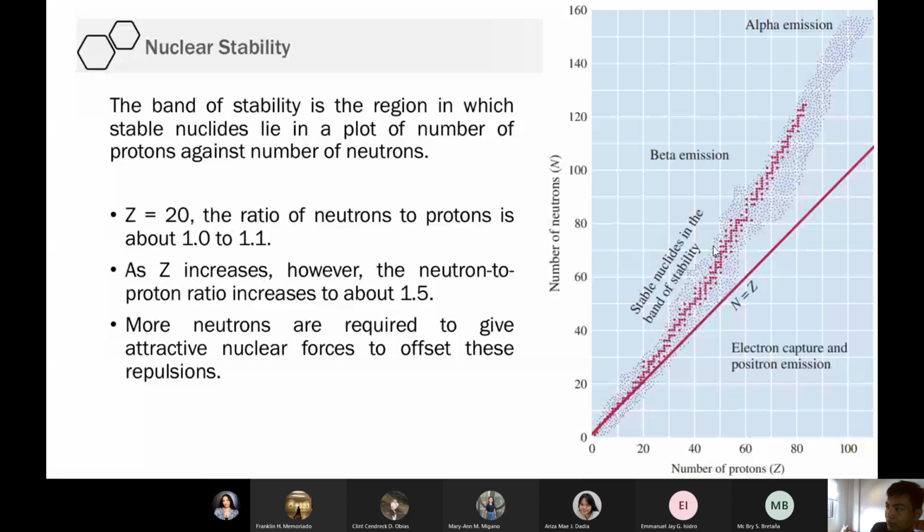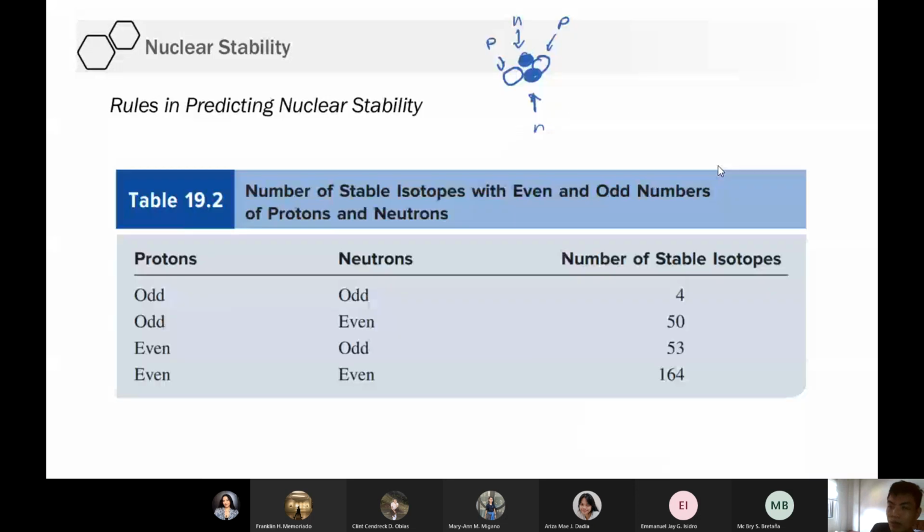Itong red dots na to. Okay? Itong red line naman na ito, this is the ideal band of stability. Di ba sabi ko nga dito, kung ilan yung protons mo, ganun din dapat karami yung neutrons. Parang unan kasi yan, no? Okay? So, ideally, 1 to 1 yung ratio niya. Isang proton, isang neutron, dalawang proton, dalawang neutron. Okay? Kaya stable yung helium dahil doon.